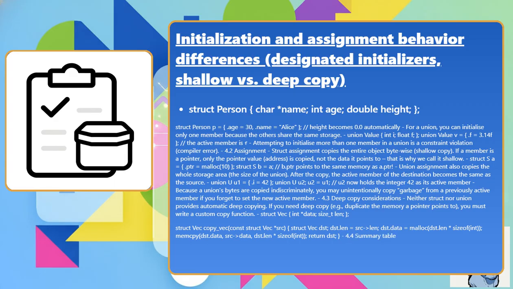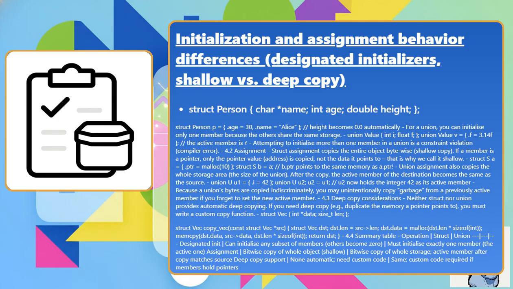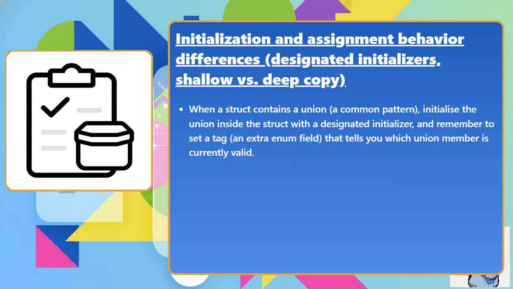4.4 Summary table. Operation, struct, union. Designated init: struct can initialize any subset of members, others become 0. Union must initialize exactly one member, the active one. Assignment: struct performs a bitwise copy of the whole object, shallow. Union performs a bitwise copy of the whole storage, and the active member after the copy matches the source. Deep copy support: none automatic, you need custom code for both struct and union if members hold pointers. When a struct contains a union, a common pattern, initialize the union inside the struct with a designated initializer.